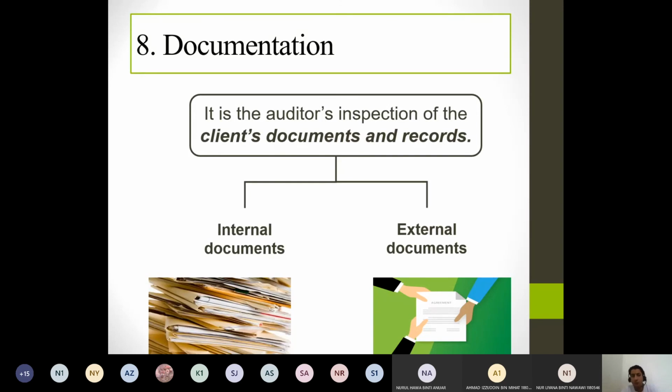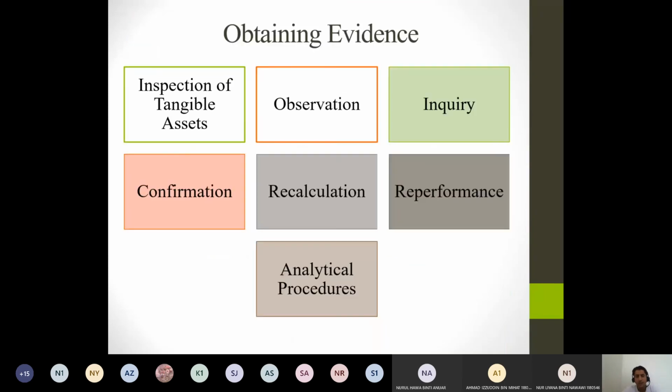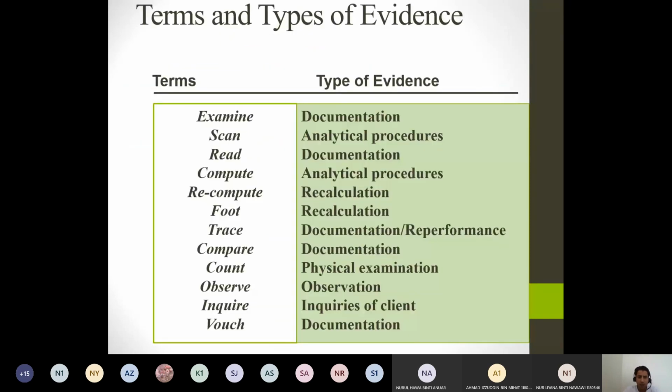So an invoice from suppliers is more reliable compared to, let's say, the record in the accounts payable of the client's accounting system. Okay, so in general, this is the evidence, and these are the terms we use.